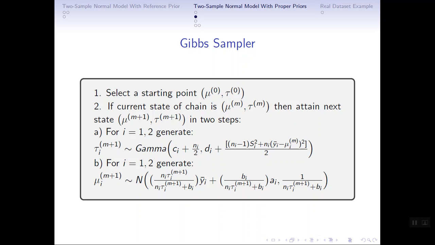And if m is a state of the chain, so if we have mu and tau at some arbitrary state of the chain, to attain the next step, you do that as follows. You first generate tau m plus 1 from the gamma distribution I just discussed. Then you generate the mu by plugging in the previous tau into that normal distribution I just discussed. And you do that for a number of iterations, so you have this Markov chain for both samples.